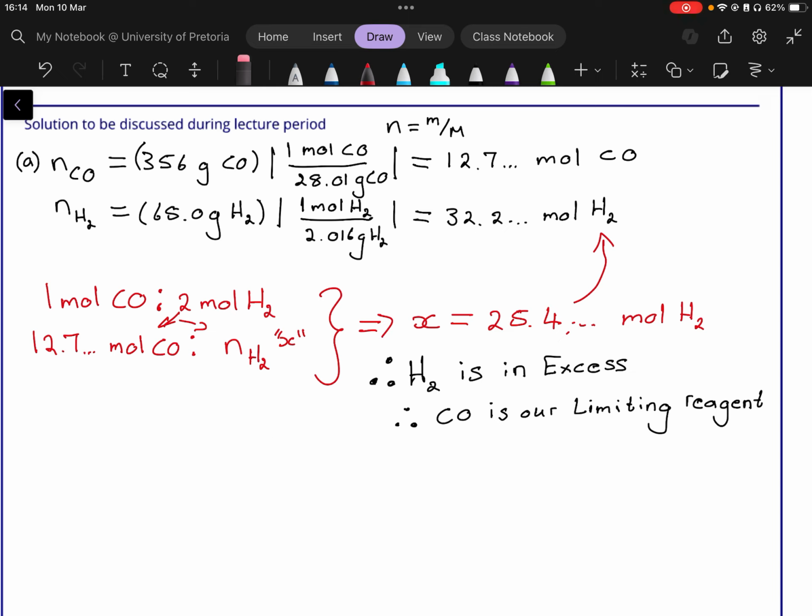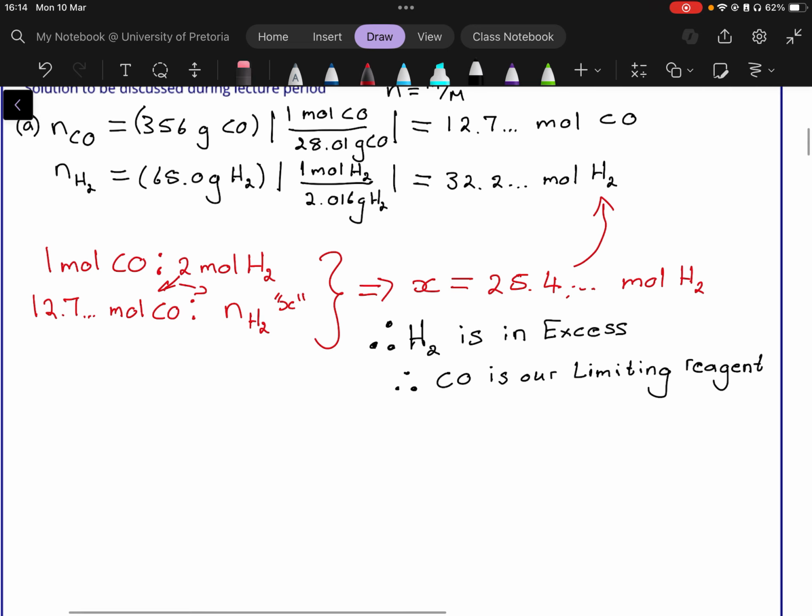Okay, your textbook provides another solution to this problem. They first calculate the mass of the product that could be produced based on each reactant, and then they go with the one that is the smaller mass. That's also perfectly fine. I just like this method. So we've now determined that carbon monoxide is our limiting reagent. Now that we know what our limiting reagent is, what does that tell us? What can we do with that information?